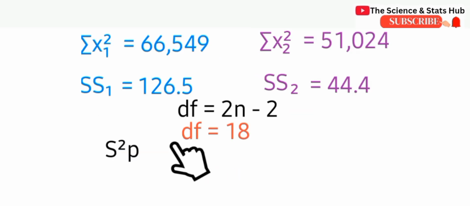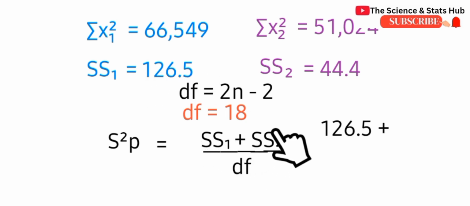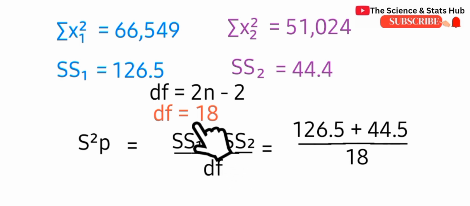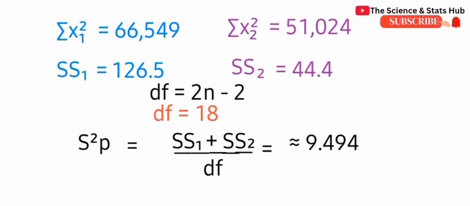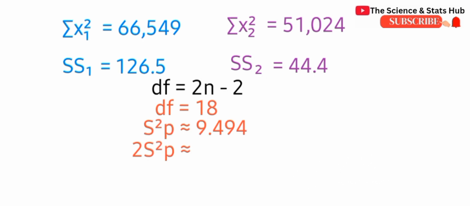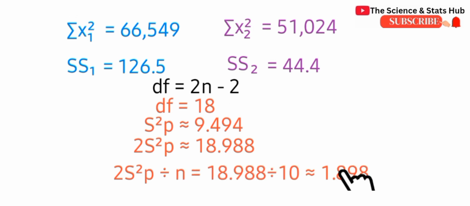Now we'll calculate the pooled variance using this formula. Sum of squares for group 1, plus sum of squares for group 2, divided by degrees of freedom. So 126.5 plus 44.5 divided by 18 is approximately 9.494. Multiplying the pooled variance by 2 gives approximately 18.988. Dividing 2 multiplied by the pooled variance by n, remember our n is 10, gives approximately 1.898.